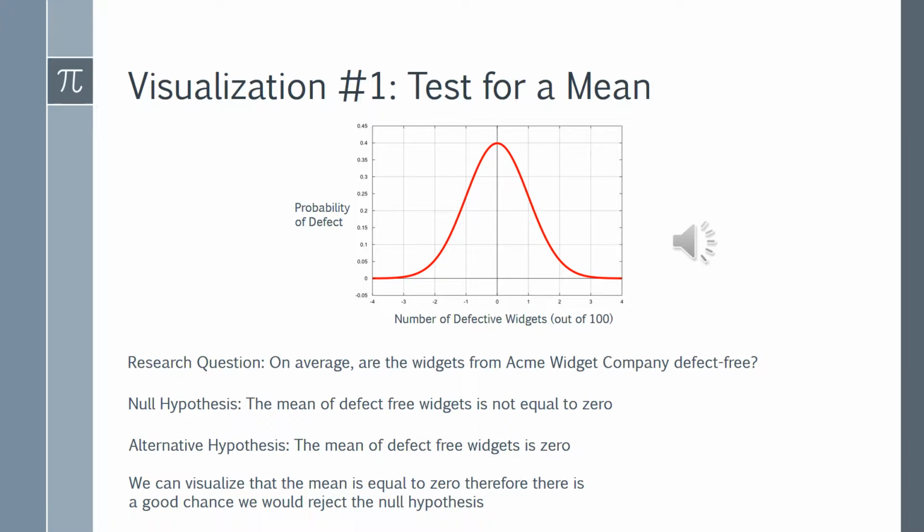The null hypothesis will be the mean of defect-free widgets is not equal to 0. The alternative hypothesis is the mean of the defect-free widgets is 0. Visualizing the graph, we can visualize that the mean is equal to 0. Therefore, there's a good chance we would reject the null hypothesis in this scenario.